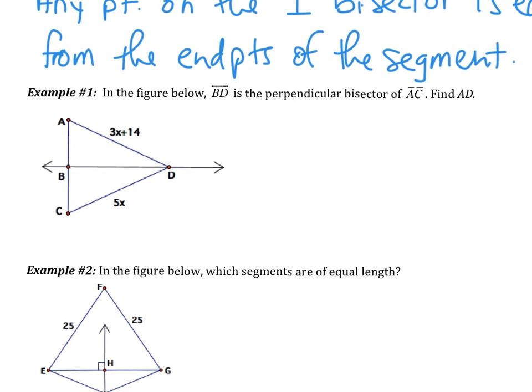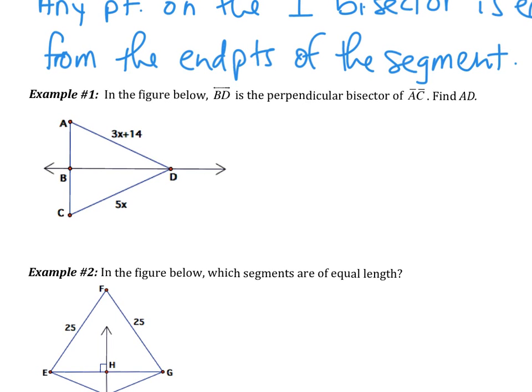And we like to do that with algebra. So in the figure below, BD is the perpendicular bisector, which means it is perpendicular to AC and it cuts it in half. All right, find the value of AD. So based upon the theorem that we just talked about, how can we apply it? 3x plus 14 equals. And says 5x equals 3x plus 14. Is that where you were going to get to? 3x. Same thing. All right, solve for x. Tell me what you get.